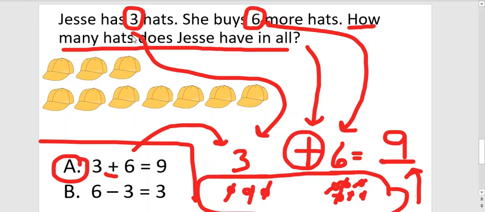Just remember that when you're doing word problems, you have to read the problem, you have to circle the numbers that you see in the word problem, and then you have to ask yourself, what is the word problem asking me to do? Am I doing addition? Am I doing subtraction? And then you solve it.